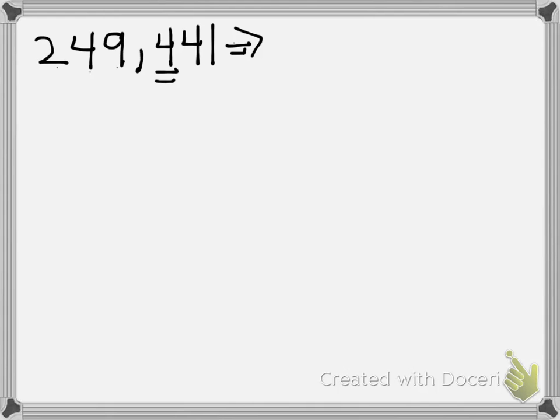Number 6 asks you to do some more rounding. This time we want 4 significant figures. So 249,441. 1, 2, 3, 4. So we're going to round to this spot. So this number becomes 249,400.